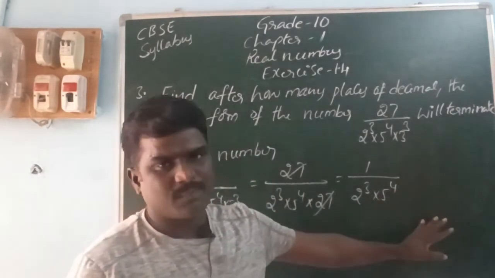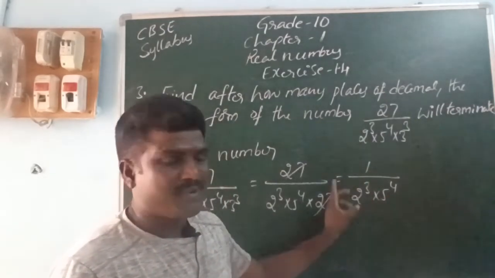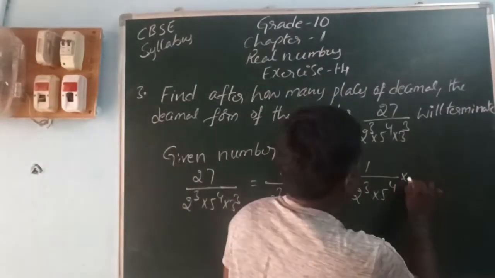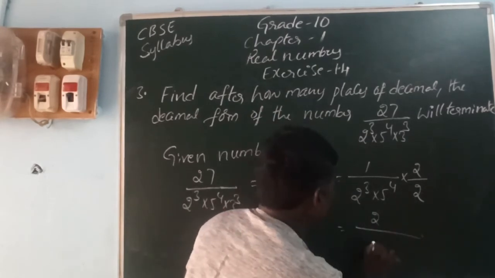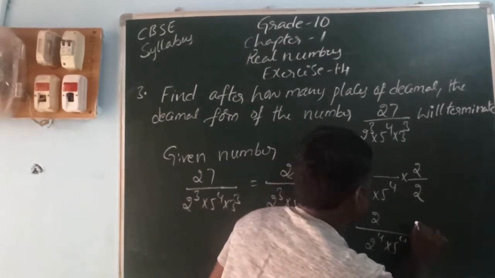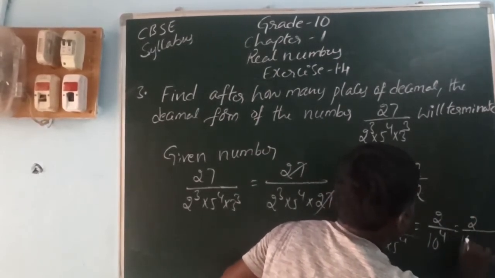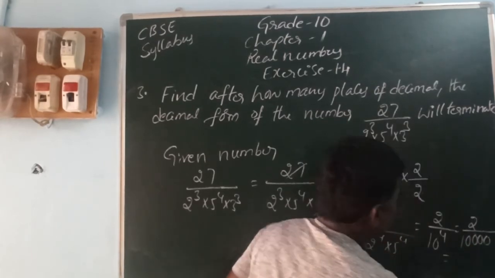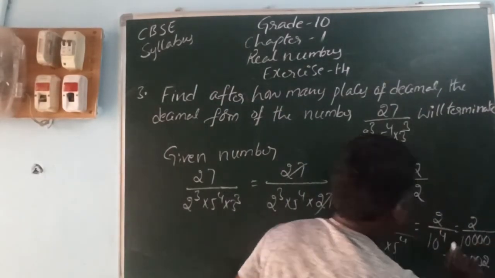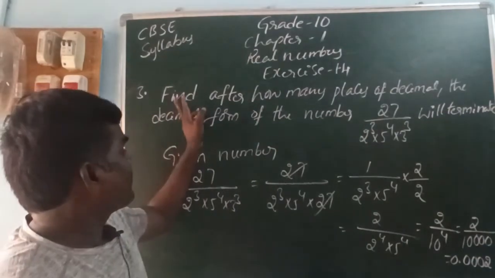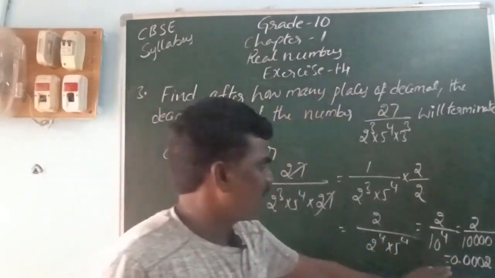Here we multiply by the number that makes it a power of 10. The power of 5 is 4 and the power of 2 is 3, so to make the powers equal we multiply by 2. The numerator is multiplied by 2 and the denominator is multiplied by 2. So that is 1 into 2, 2 by 2 cube into 2, that is 2 power 4 into 5 power 4. So that is 2 by 2 power 4 into 5 power 4, that is 10 power 4. 10 power 4 means how many zeros? 4 zeros. So 4 zeros means how many decimals are there? 4 decimals. That is 0.0002. What is being asked is after how many places of decimals the decimal form terminates. Here, 4.